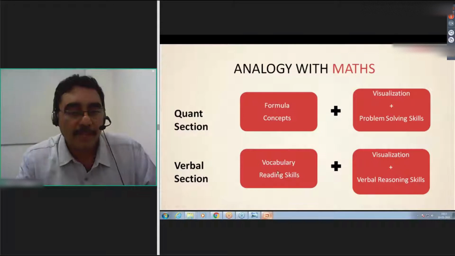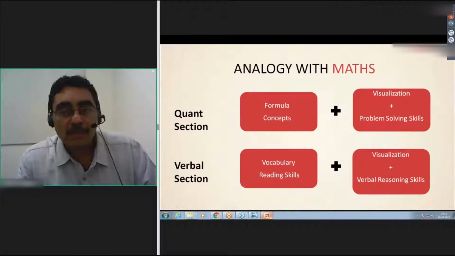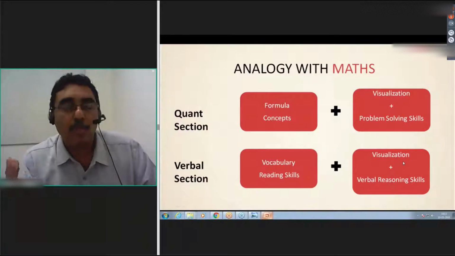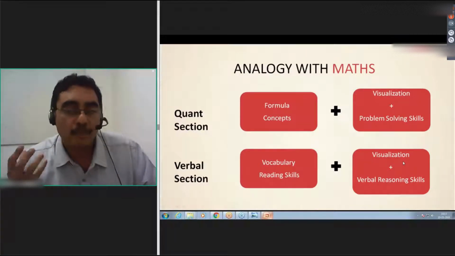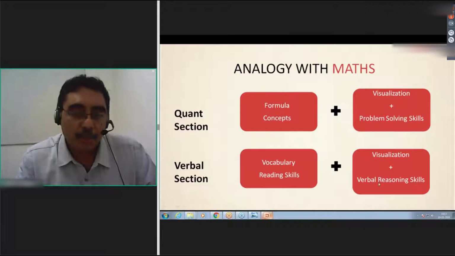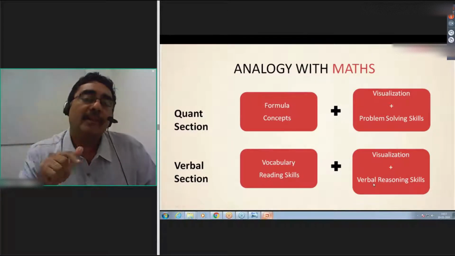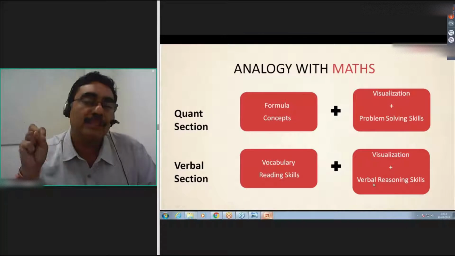So your vocabulary and your reading skills greatly help, but what actually helps you is visualization from the incomplete sentence. Quickly you have to understand what's happening there, and then you have to use your verbal reasoning skills to guess the right word, and then finally your vocabulary helps you in choosing the right words from the choices.